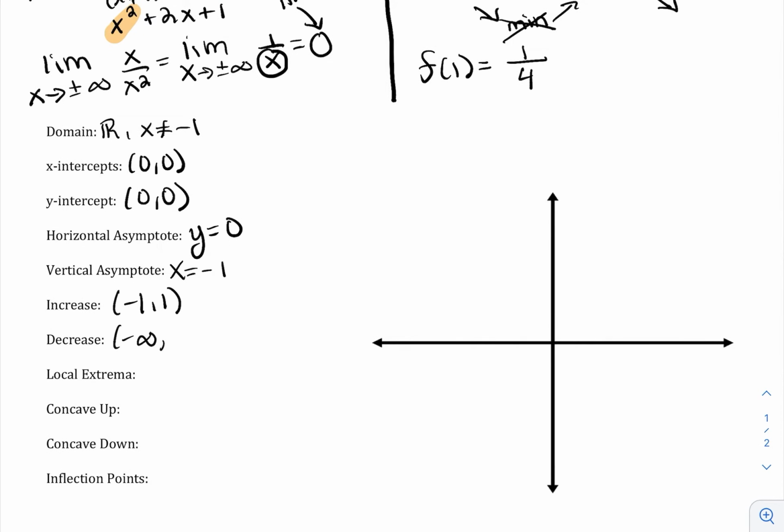Okay, so I am increasing one time, one interval, -1 to 1. And I'm decreasing twice, -infinity to -1, union 1 to infinity. And I have a max at (1, 1/4).